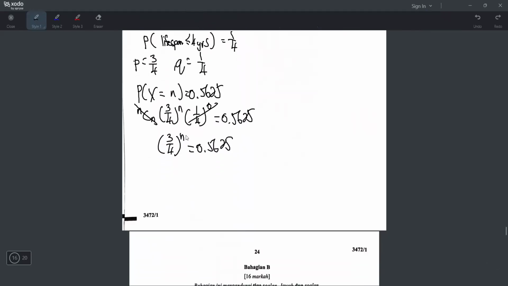It cannot be like decimal. So n must be a whole number. It has to be no fraction, no decimal. So now you have to think about 3 over 4 power berapa dapat ni kan? Okay, let me teach you.